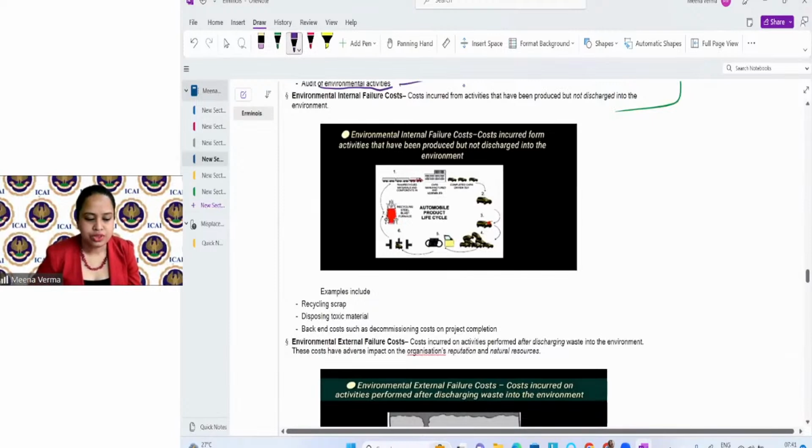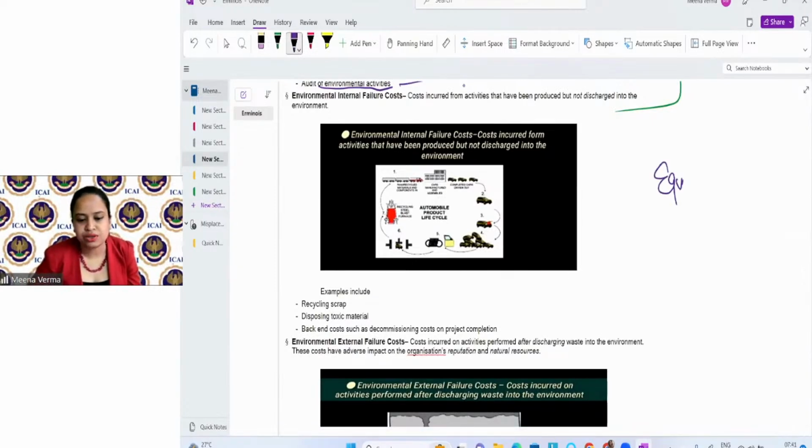Then I told you that we need such equipment that will help in recycling the product. Like in the textile industry, they release gallons of chemical water in rivers and oceans. So recycle that water by using a filtration process, filter the water and reuse it in the organization. So recycling and reusing will come under internal failure cost.